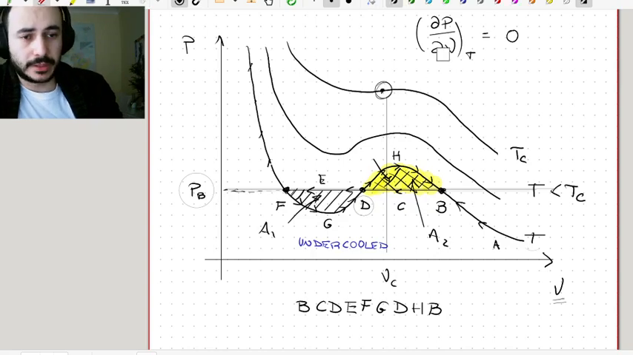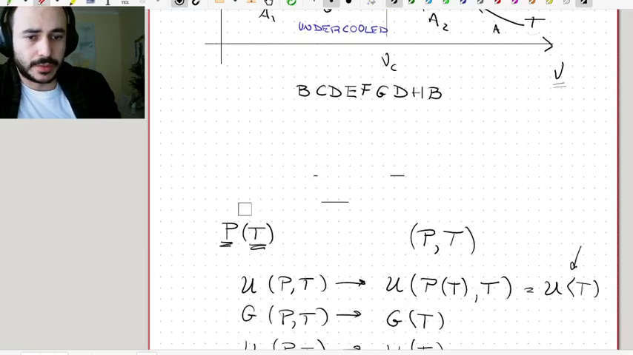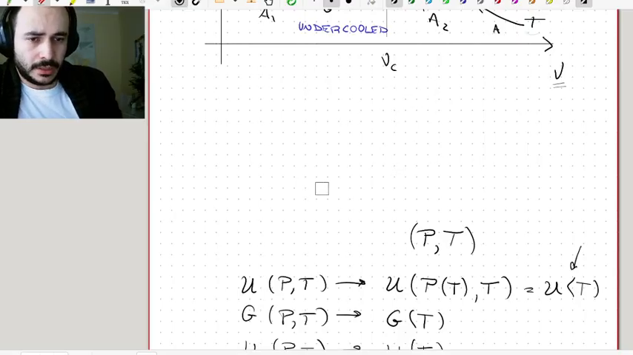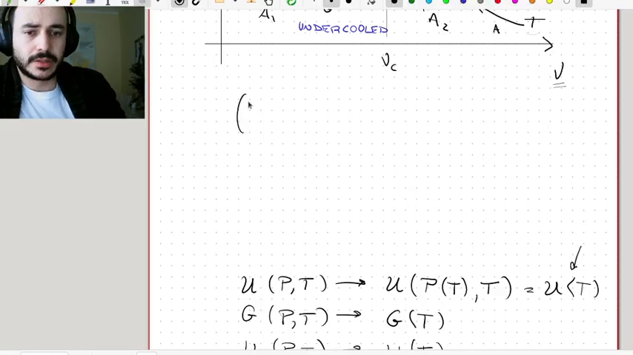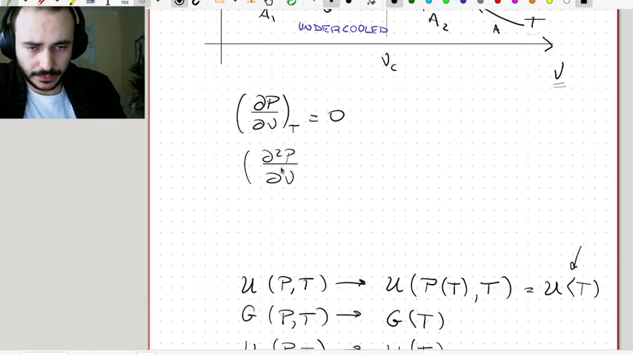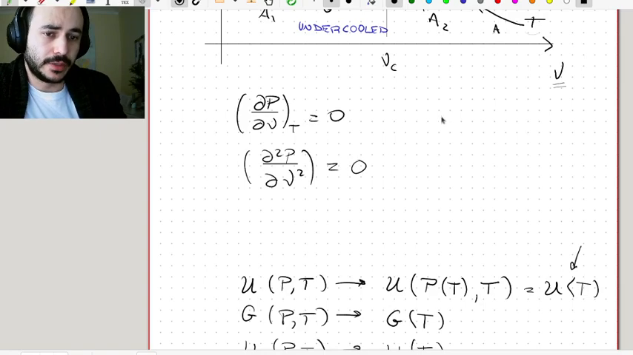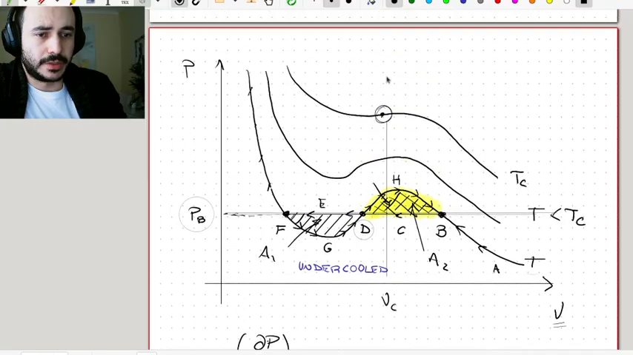Remember, saddle points are points of a curve in which the second derivative vanishes. So we have that the first derivative, that's the normal extremum condition, vanishes, and the second derivative also vanishes. Imposing these two things, we are able to find both the critical pressure and the critical volume. So with these two conditions we can determine the point VC, PC, which is this point up here.